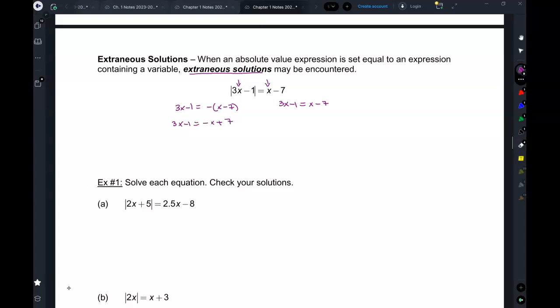Okay, so here we have 4x is equal to 8, x is equal to 2. Next, here we have 2x is equal to negative 6, x is equal to negative 3. So here I have potentially two answers, but I want to know if this works in the original equation. This is the original equation, so now we've got to check.